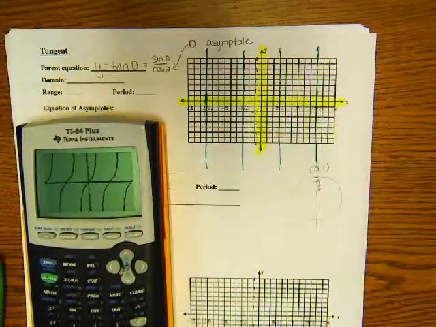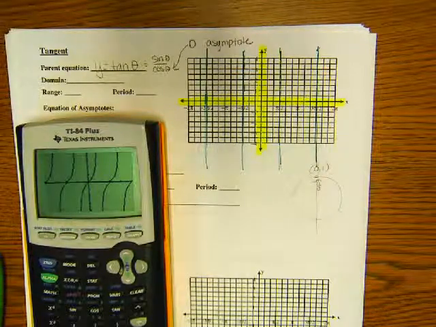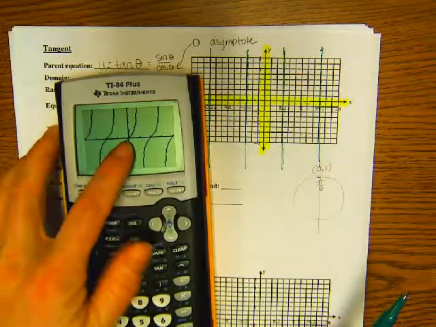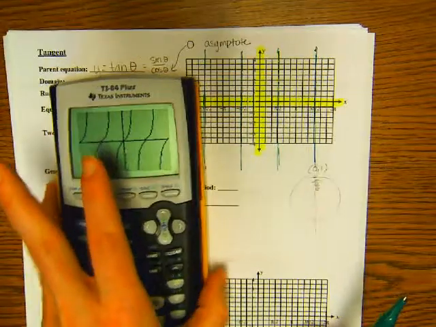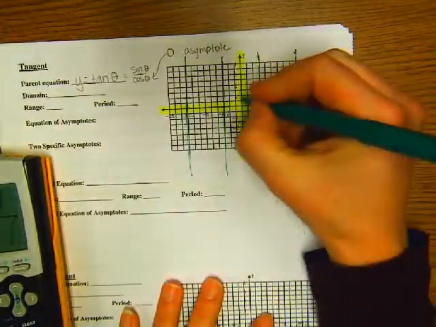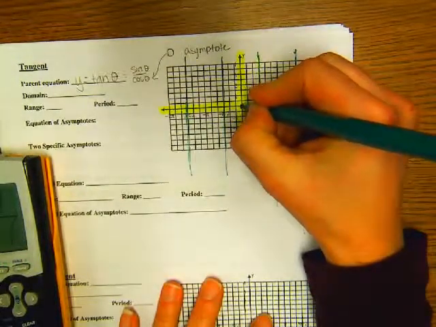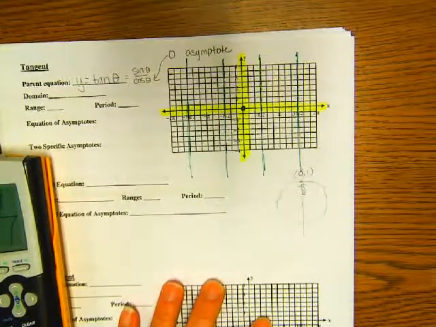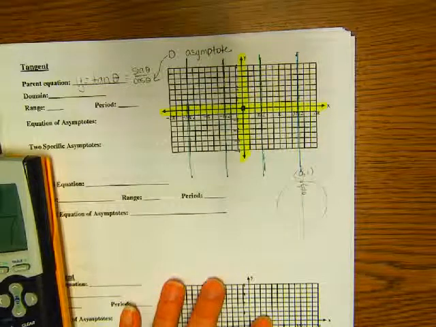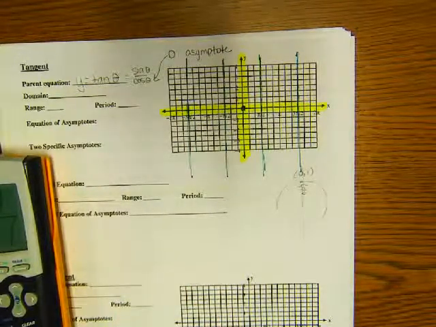Now here's the deal. Once you get the asymptotes on there, in between the asymptotes, we're going to graph some points. Halfway in between the asymptotes, doesn't it look like it crosses the x-axis? So let's start in the middle. Halfway in between would be at 0, 0. It crosses the x-axis.